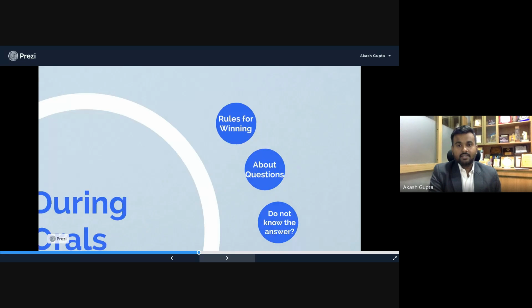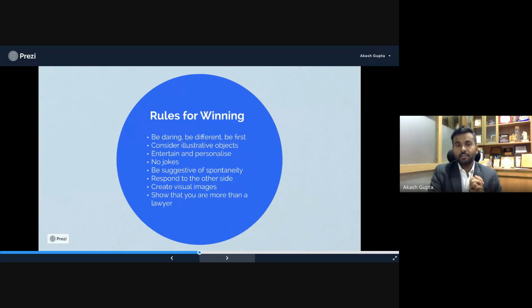Now let's look at the other rules for winning in the orals. You have to be daring, you have to be different, you have to be the first. When I say first, for example, in the room, if the rule book provides that the parties are free to decide between themselves what should be the order of pleadings, you should be the first person to talk to the judges and say that this is what the parties have agreed. Consider illustrative objects, creating examples. You should personalize your pleadings. No jokes, you shouldn't start cracking jokes. Within the rounds, you shouldn't laugh too much. You have to be very professional and very suggestive of spontaneity.